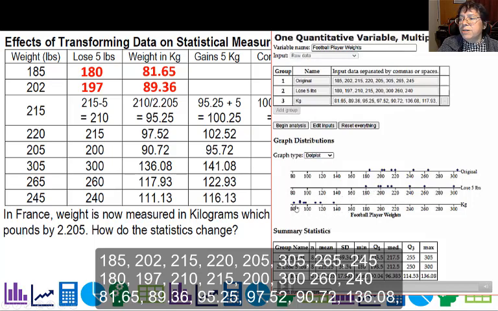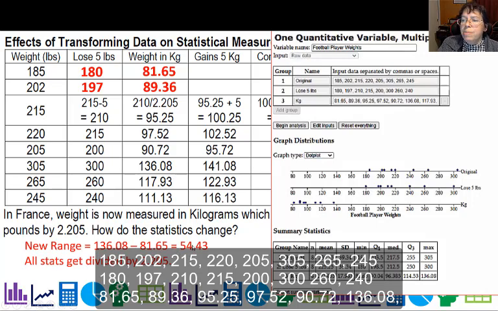Kilograms is much tighter. It's almost as if I made it smaller by dividing. So what happens? My new range is 54.43, and all my stats were divided by 2.205. You can see the mean is cut in half, so is the standard deviation, so is the median, so is the max, and so is the min. But since they're cut in half, the range is also smaller. It's cut in half, which kind of makes sense. The spread here looks like it's about half as big as the spread in pounds.